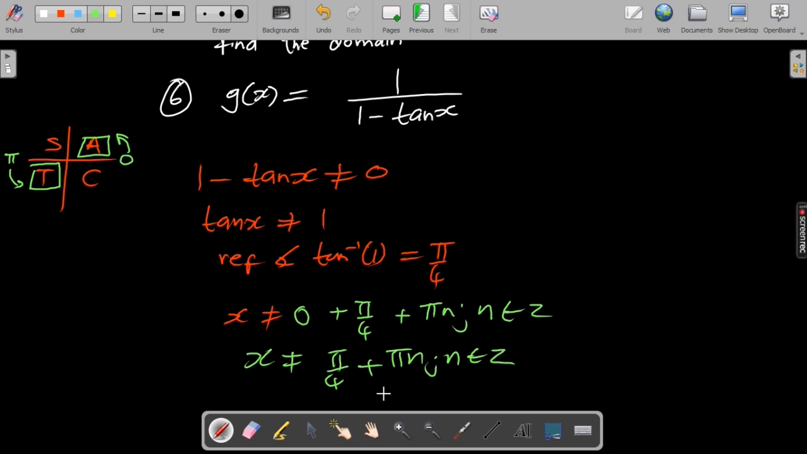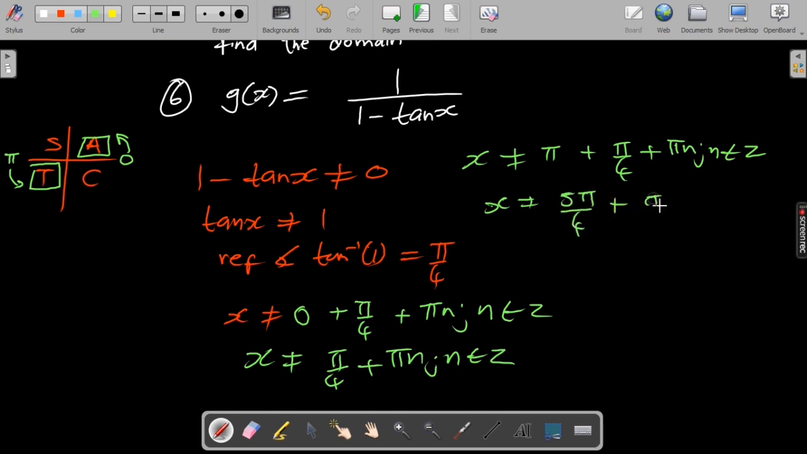and any angle which is 180 removed from it. Also, x should not be pi plus pi over 4 plus pi n, where n is an integer. So if you add these, this would be 5 pi over 4 plus pi n, where n is an integer. So this ensures that this bottom part here is not 0. So that's what we were trying to guard against. Right? So that's the first part.